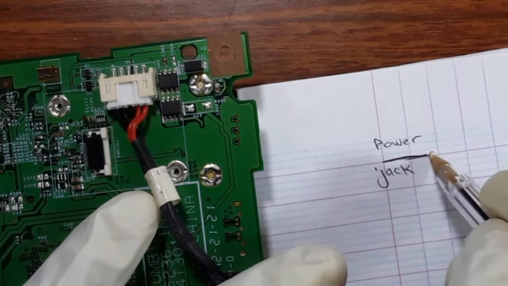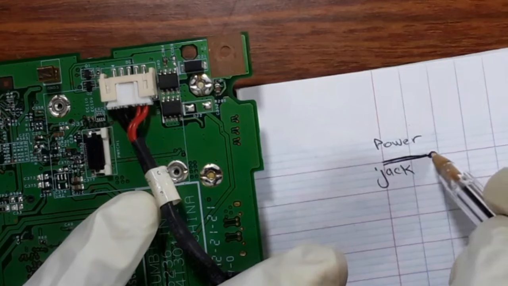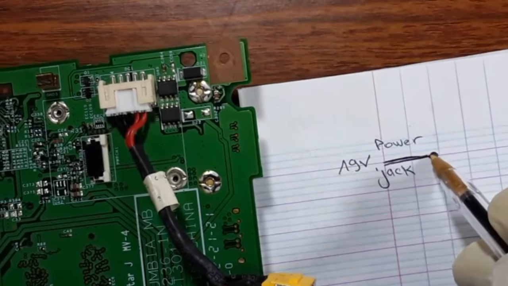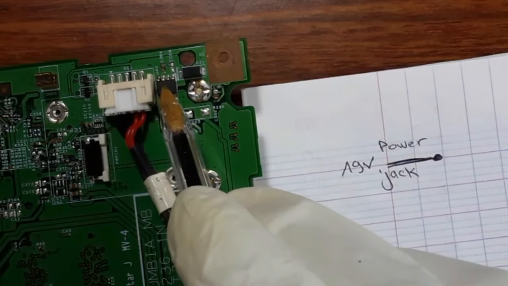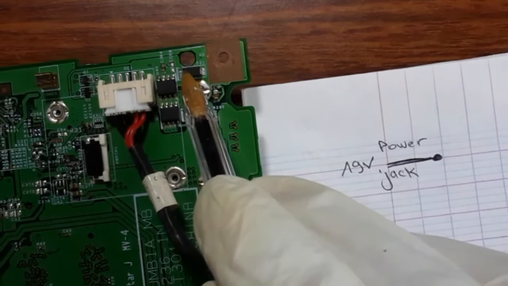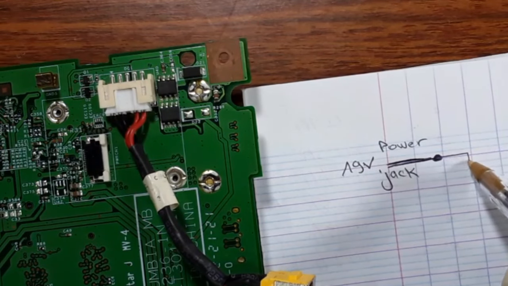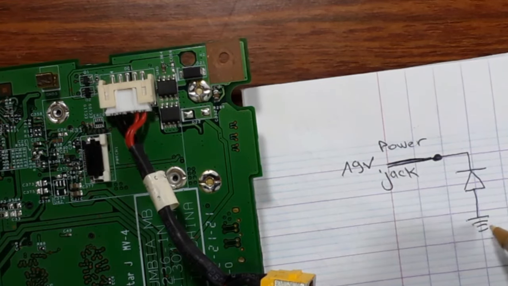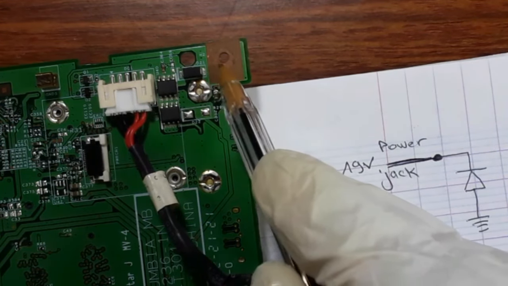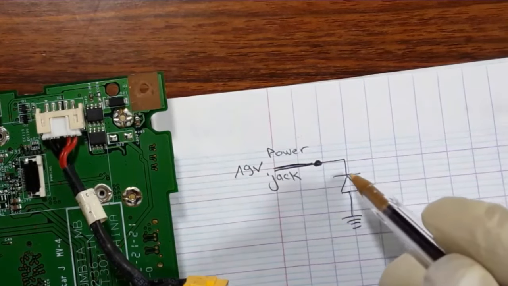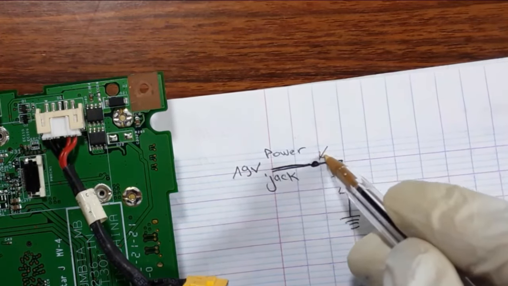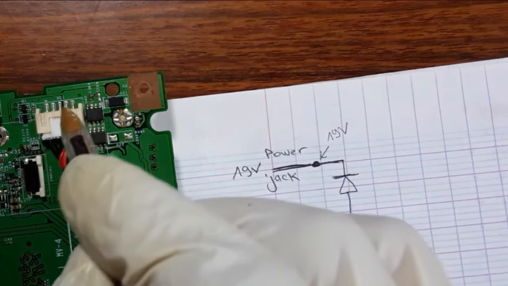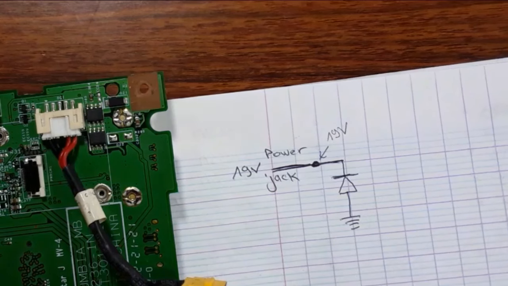Let's just take one path. Here we have 19 volts, for example. This positive terminal will normally go to the diode. Here we have a diode connected to the ground. As you can see, the anode is connected to the ground, and here we have 19 volts. This is the cathode of this diode, and the cathode is connected to the positive terminal.